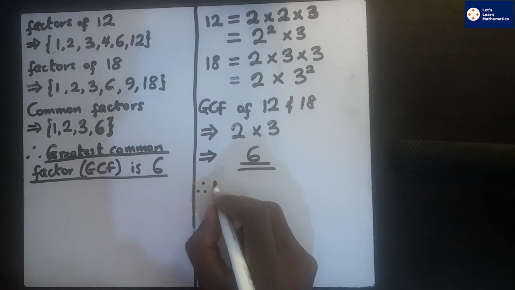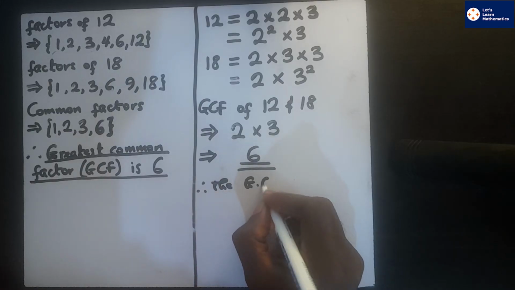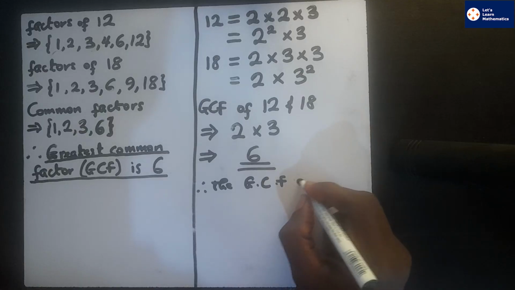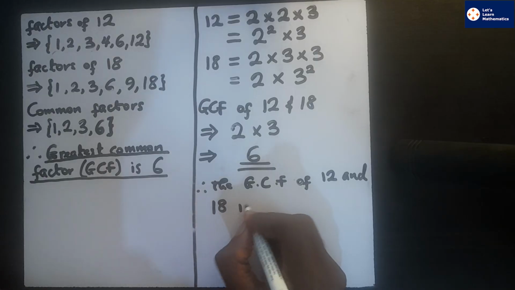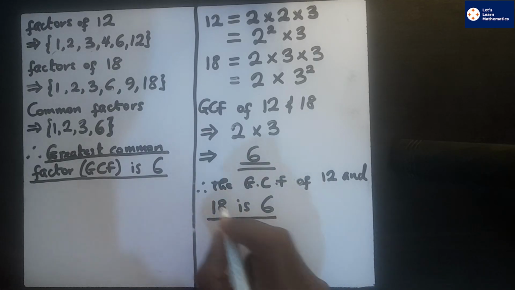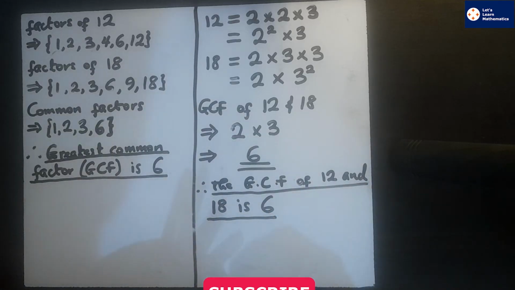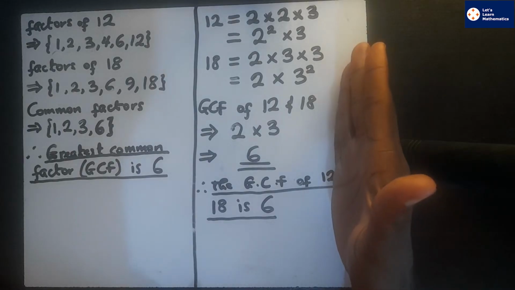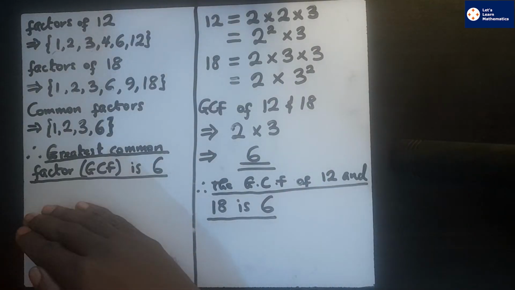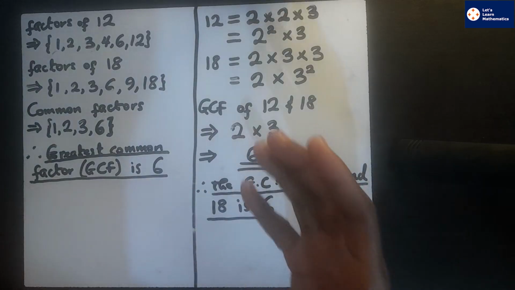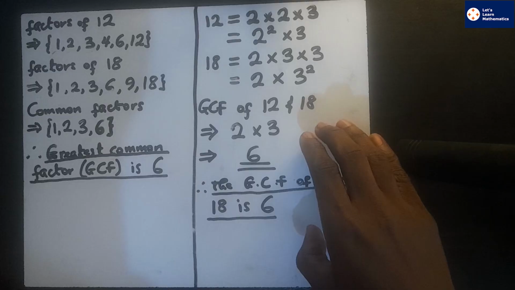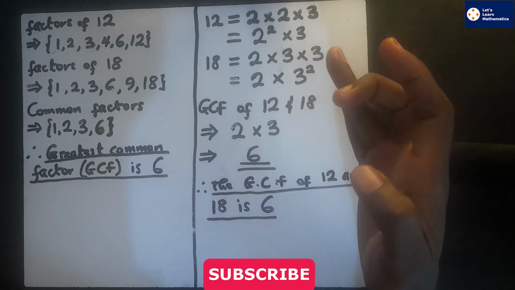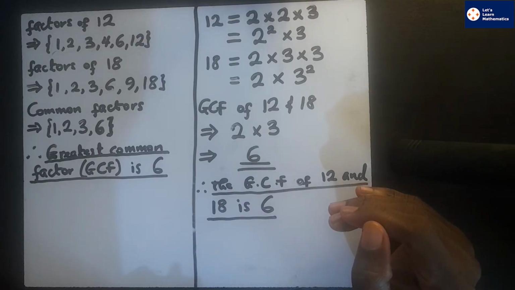Then you say, therefore, the GCF, or the greatest common factor, of 12 and 18 is 6. That becomes your answer. So you can look at the method of prime factorization, and you can look at the method of listing the individual factors. But as you go along in mathematics, you should learn this the most, because this is using indices, and indices is also another lesson on its own.